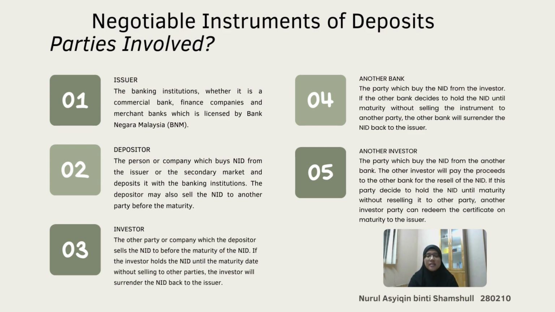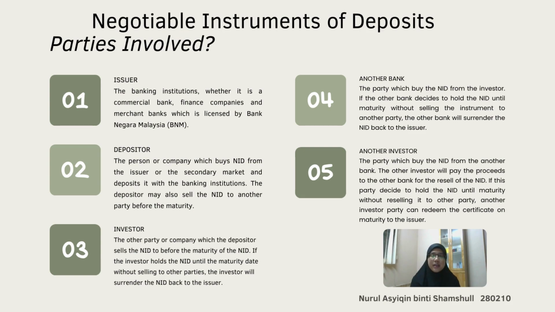The investor is the other party or company to which the depositor sells the NID before the maturity date of the NID. The investor will pay a deposit to the depositor after buying the NID from the depositor. If the investor holds the NID until the maturity date without selling it to another party, the investor will surrender the NID back to the issuer, and the issuer will pay the principal and the interest of the NID to the investor.